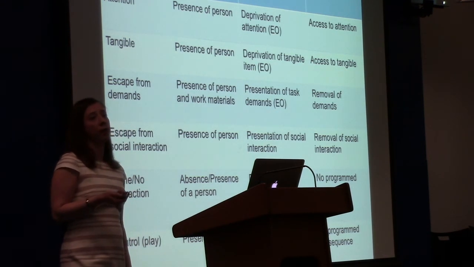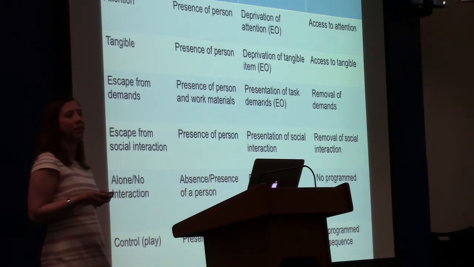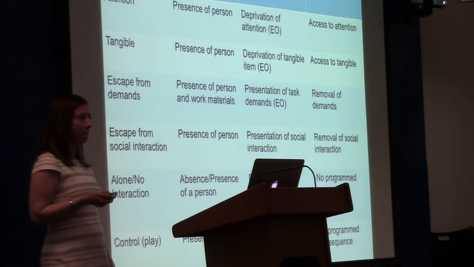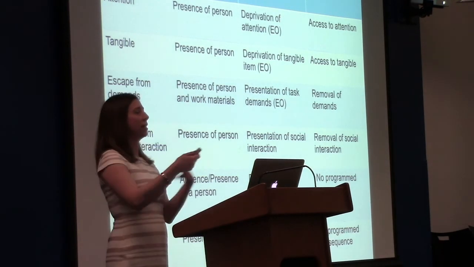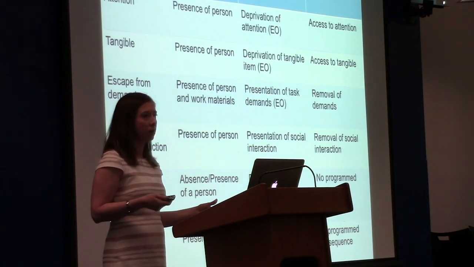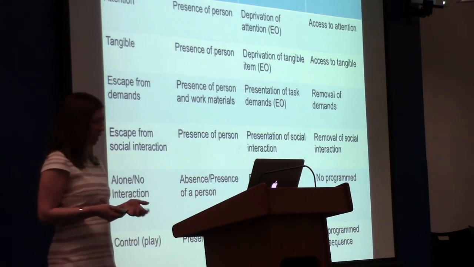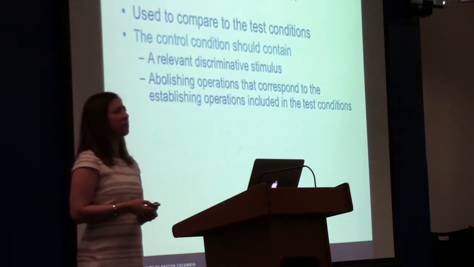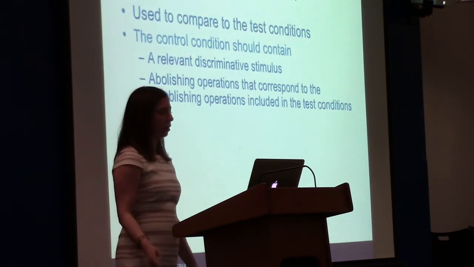I really think that toys should only be included in the toy play condition if you're assessing tangibly maintained behavior. If you're not, then I don't understand why the toys are in there in the first place, because we're not testing anything related to toys. So why are the toys in the control condition if that's not what we suspect to be maintaining behavior? So that's just kind of an example of inappropriate use of the control condition.